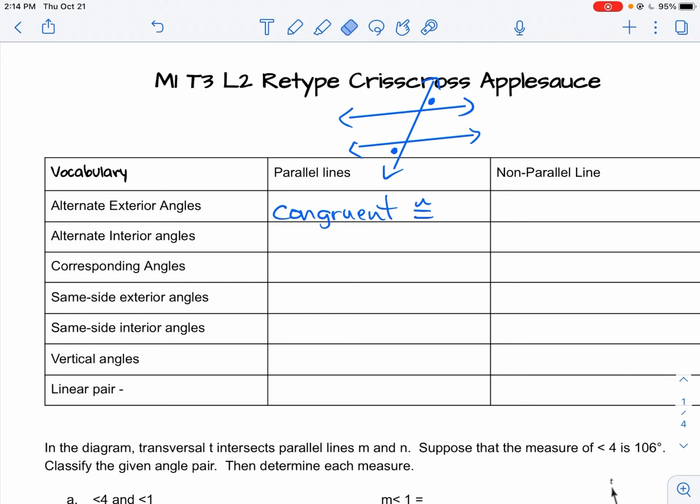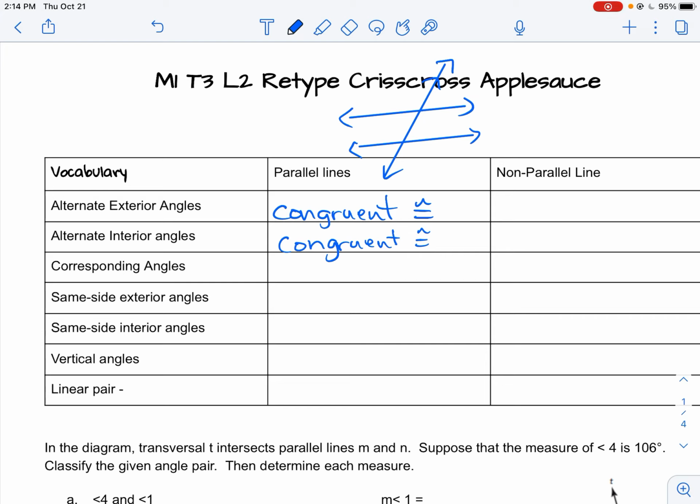Okay, let me redraw that line. There we go. If I'm talking about alternate interior angles, so I'm talking here and here, if we look at those, they again are the exact same size. They're also congruent.